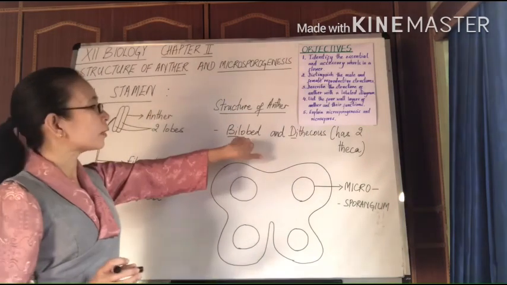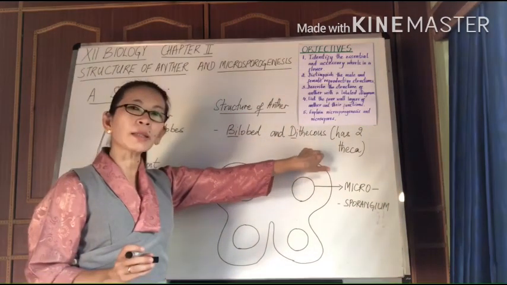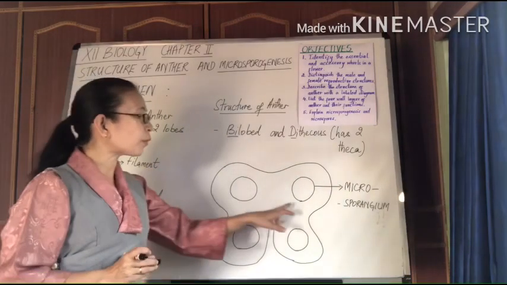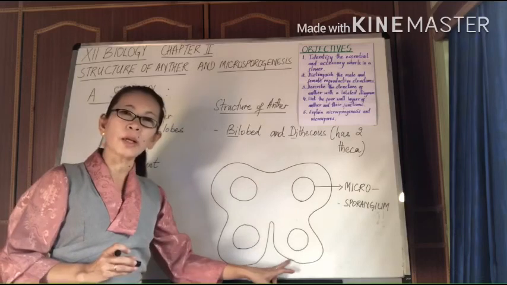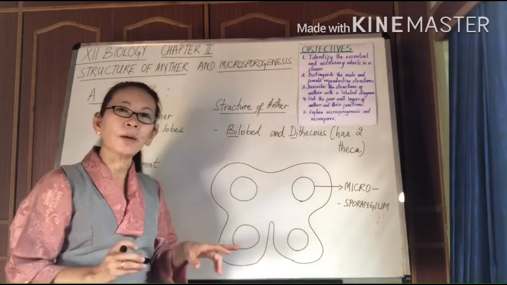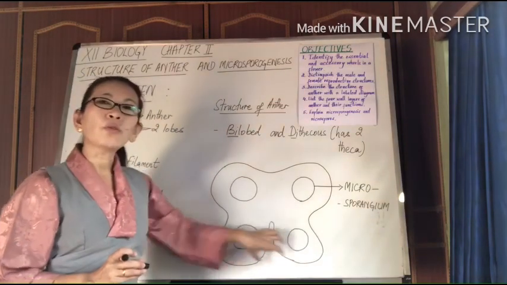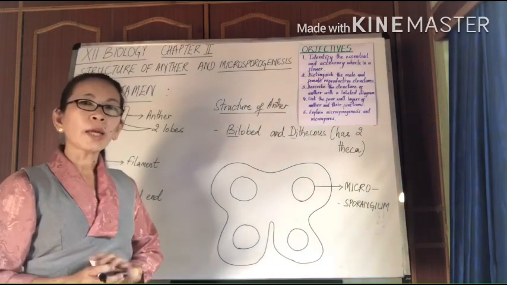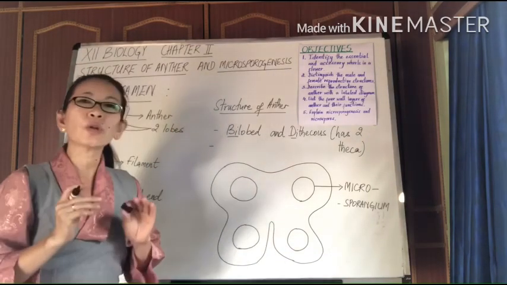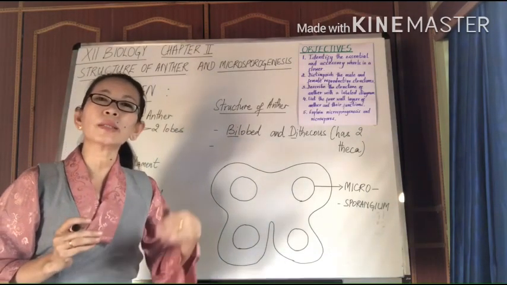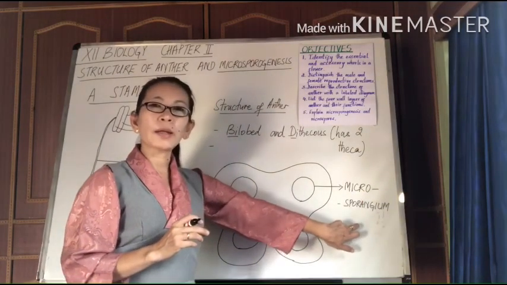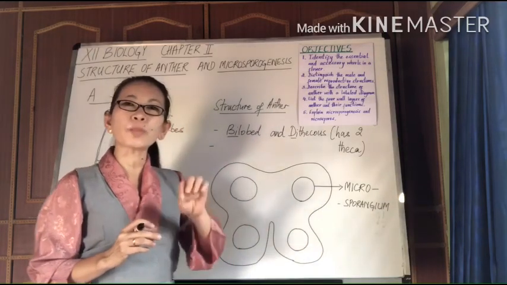Alright, so an anther has two lobes, and each lobe has two theca, two compartments. Hence the anthers are bilobed and dithecous. And if we take a cross section of the anther, we find a tetragonal structure consisting of four microsporangia at the four corners. Because of this we can also describe the anther as tetragonal, consisting of tetrasporangia. That is to say, they have four microsporangia.